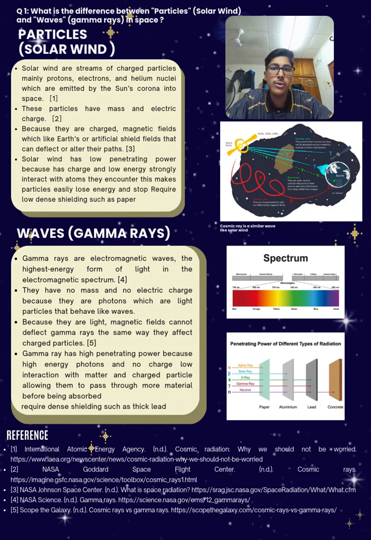Solar wind has low penetrating power. This is because it has electric charge, low energy, and strong interaction with the atoms it encounters. This rapid interaction means it quickly loses energy.